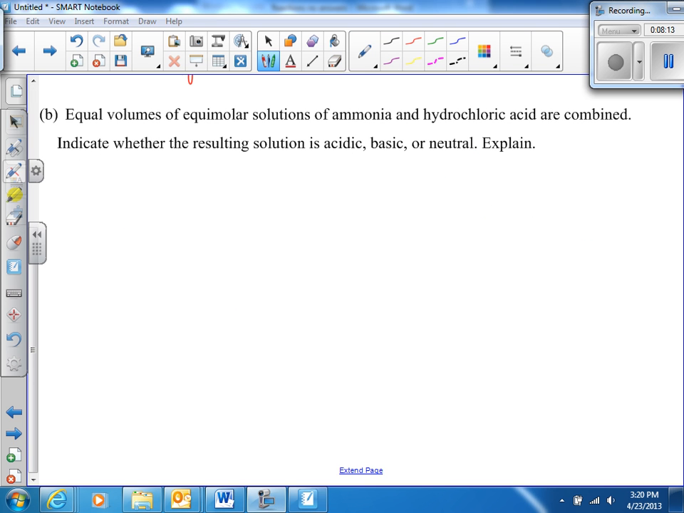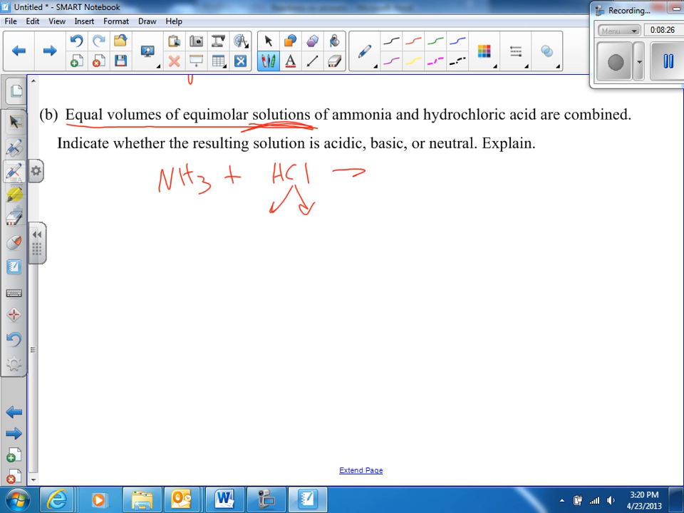Okay, this is important to pay attention to. Equal volumes of equimolar solutions. Well, solutions, we know everything's going to be soluble. We have ammonia, you better know that that's NH3, and we have HCl. We know that's going to split apart. All right, you better recognize you got an acid-base reaction.